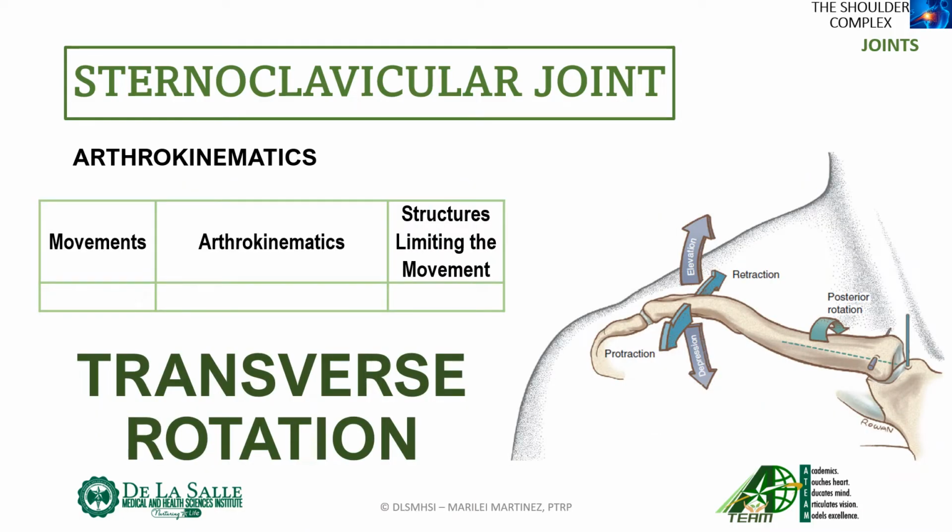For transverse rotation or posterior rotation or upward rotation, we just have to remember that the arthrokinematics for this movement is that the head of the clavicle spins about the articular disc. Okay, that's it.